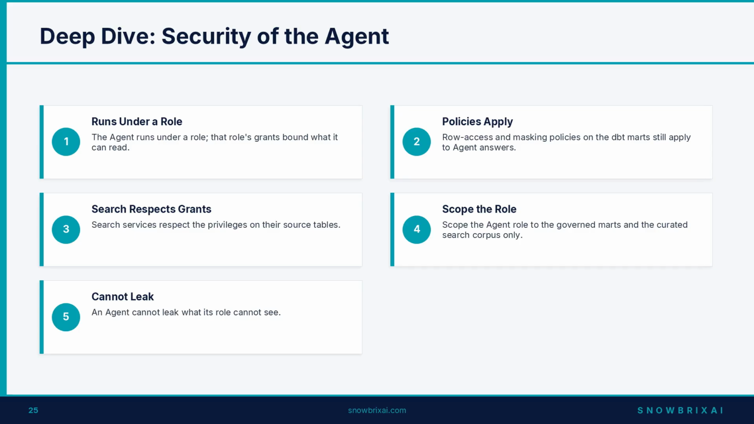Deep dive 6: security. The agent runs under a role, and that role's grants bound everything it can read. Row access and masking policies on the DBT marts still apply to the agent's answers. The search services respect the privileges on their source tables, so scope the agent's role to the governed marts and the curated search corpus, and nothing more. The rule is short: an agent cannot leak what its role cannot see.